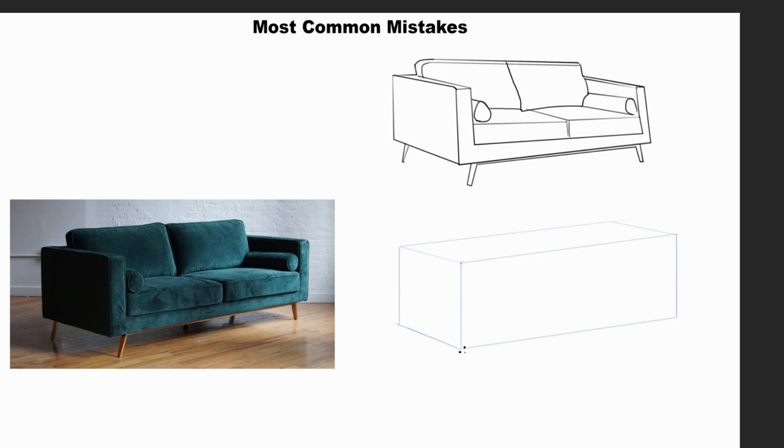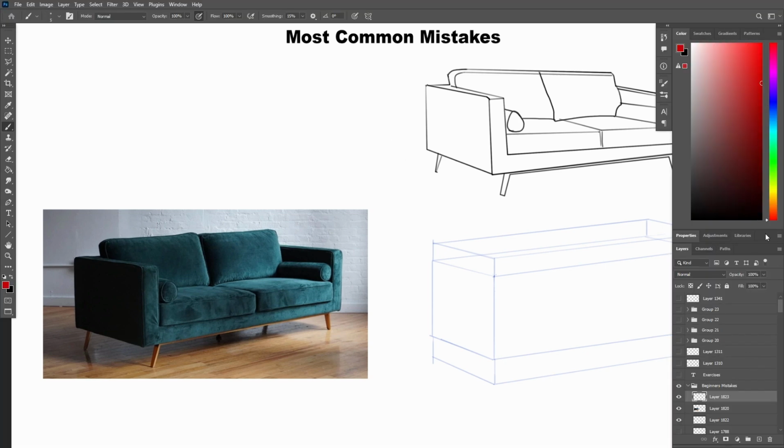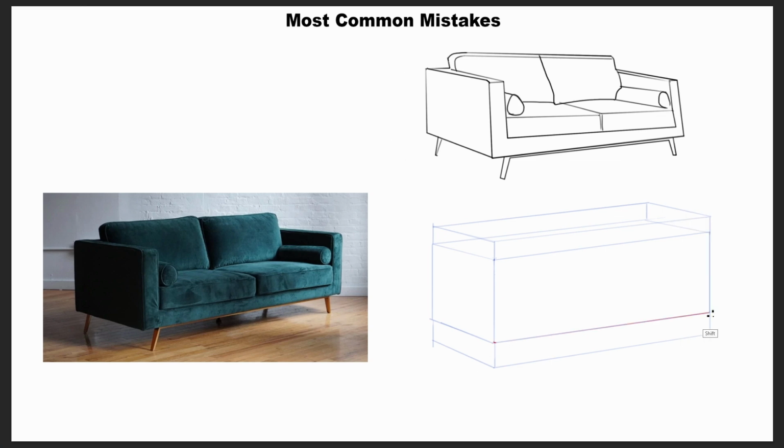I then add a section for the legs of the couch and another one for the cushions on top. I make sure the lines are as close as possible to the reference photo, especially the vanishing points on both sides. Now we start the second part of detailing. Let's add the main shape of the couch first, including the armrests on both sides.